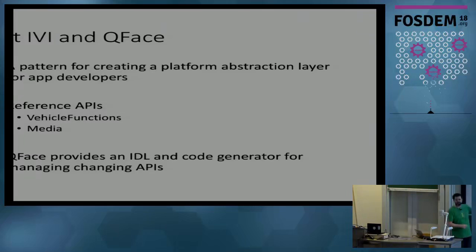So we decided, let's just do a pattern for how we want this done. We have some reference UIs for vehicle functions. I think it's Windows and climate control. So you can do fancy demos and just show how the APIs are supposed to look.